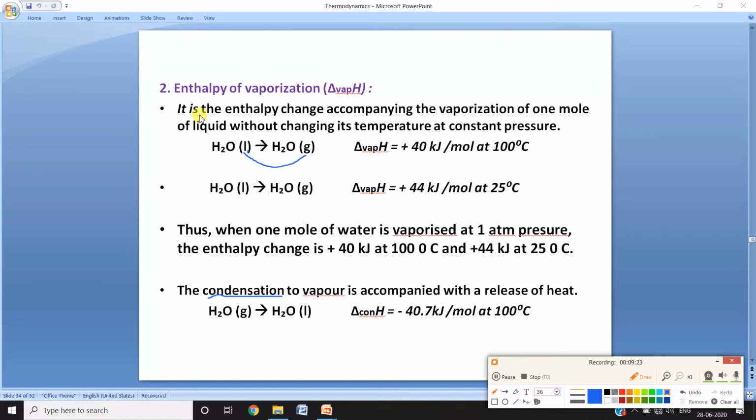So, exactly opposite to enthalpy of vaporization, a concept is given: enthalpy of condensation. In condensation, the enthalpy change accompanies the formation of liquid. Condensation of vapors into liquid state without change in its temperature at a constant pressure is called enthalpy of condensation. And here the enthalpy of condensation is minus 40 kilojoule per mole. So our first concept was enthalpy of fusion, and the second one is enthalpy of vaporization.